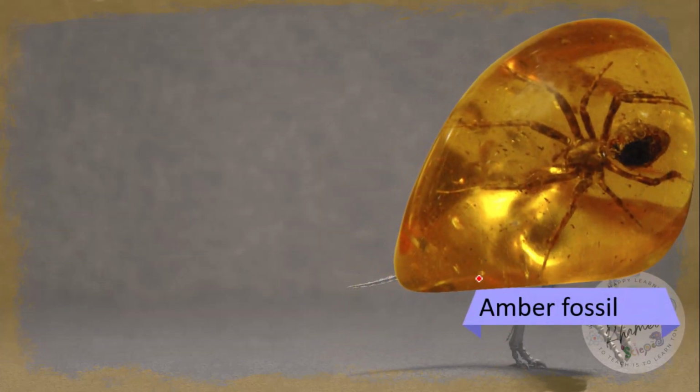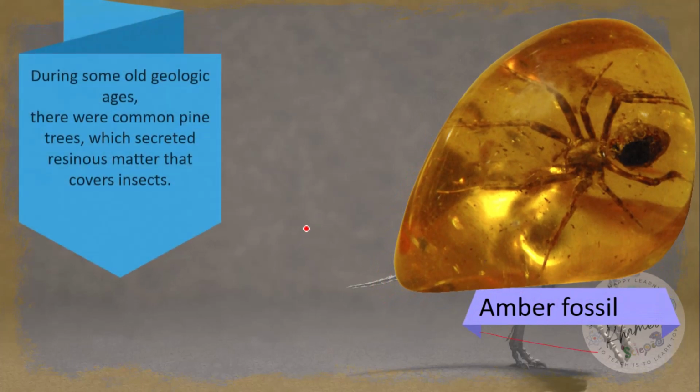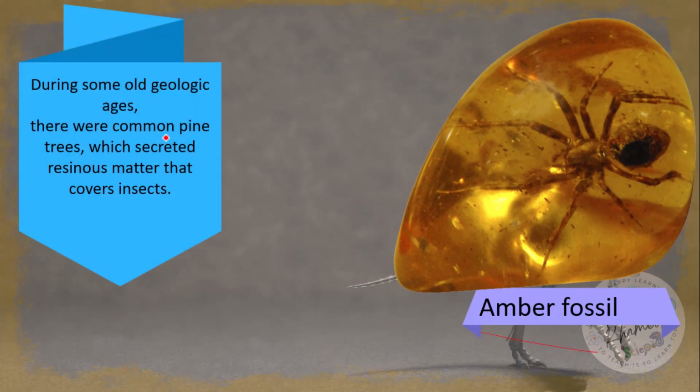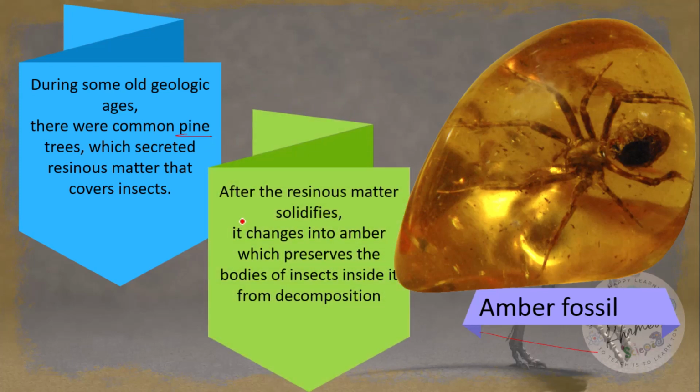The second example is amber fossils. In old geological time, there was a common pine tree that secreted a resinous matter that covers an insect, and as soon as the resin was exposed to air, it solidified and preserved the insect in amber from decomposition, forming the complete fossil. And if you watched the Jurassic Park movie, you know that the scientists extracted the DNA of the dinosaurs from a drop of blood inside a mosquito preserved in amber.